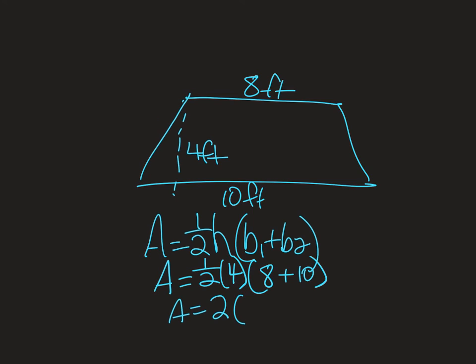8 plus 10, wouldn't that be 18, I'm sorry. Yep, you're right. It'd be 18. 2 times 18 would be 36. Area equals 36 square feet. That's right.